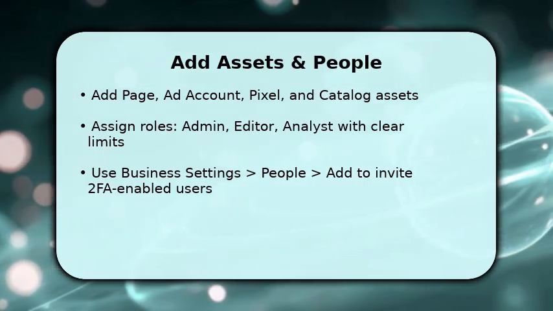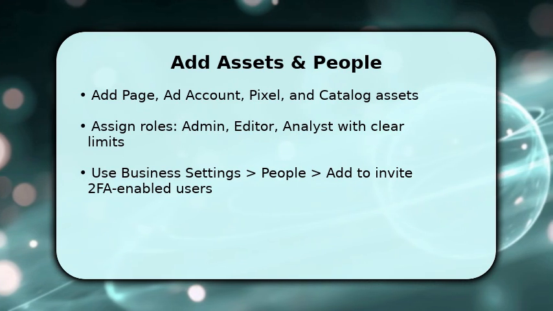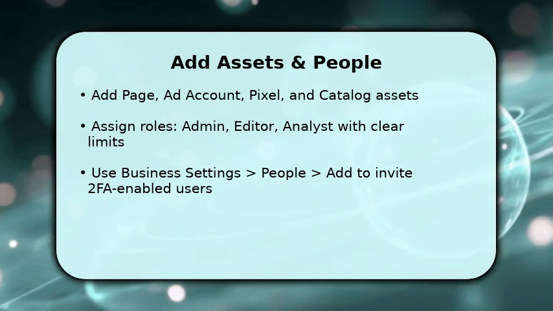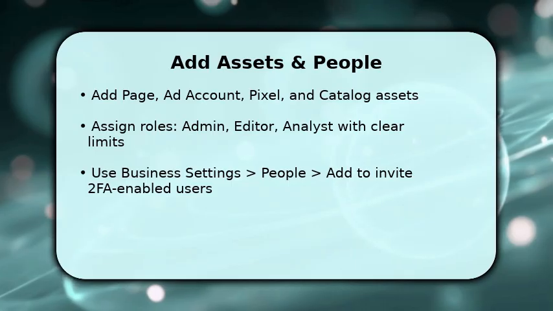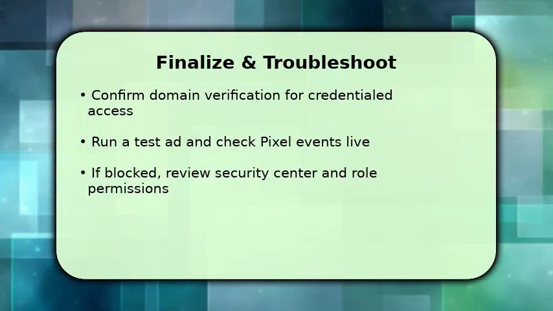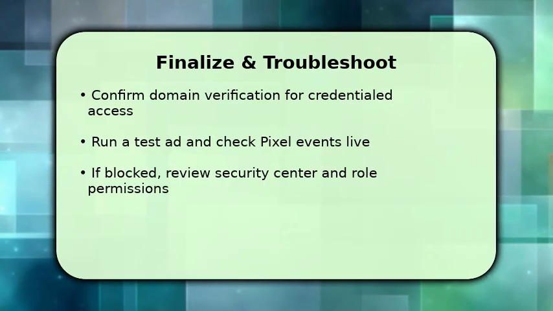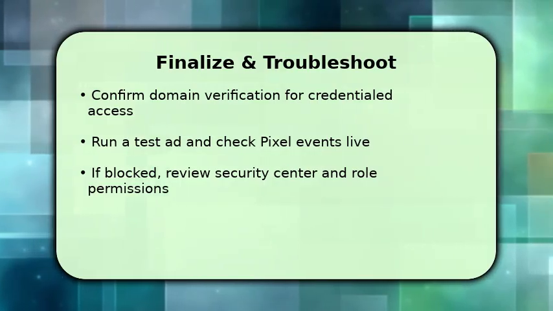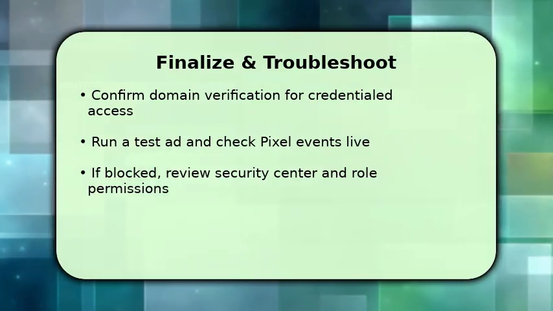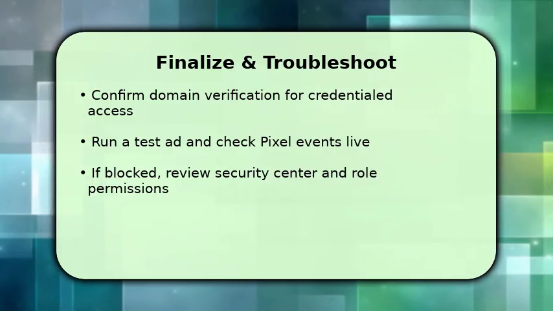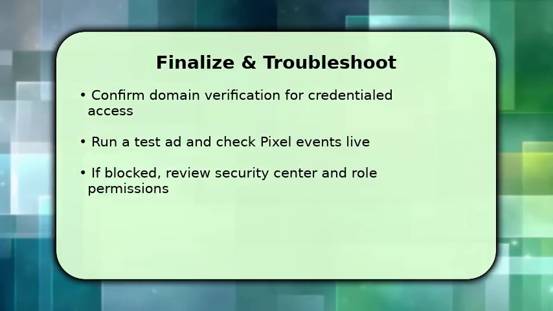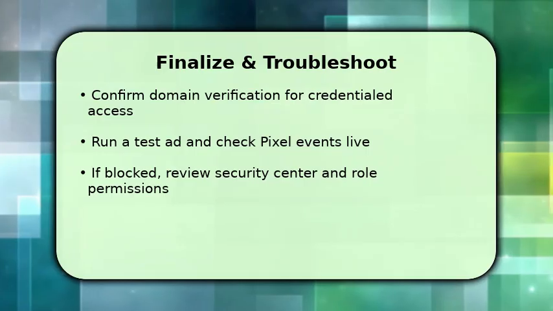Finally, connect payment method and set ad spending limits to avoid unexpected billing. To finish, verify your domain so link editing and post-testing work reliably, then run a small test campaign to confirm ad delivery and pixel event tracking. Make sure pixel events show in Events Manager and that billing processes succeed. This validates the end-to-end setup.